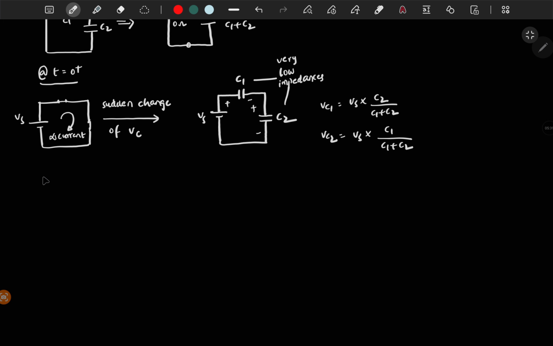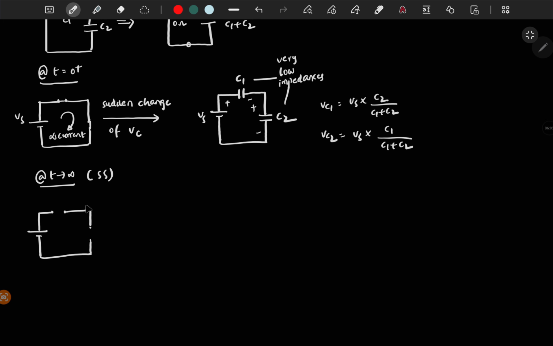Now at t tends to infinity, which is steady state, assume it is completely charged. It means the capacitor will be open circuited, right? So you have one voltage source and you open circuit the capacitors. It means you have a very high impedance for the capacitors. So C2 and C1, these two are acting as very high impedances, since the frequency is 0 at steady state.